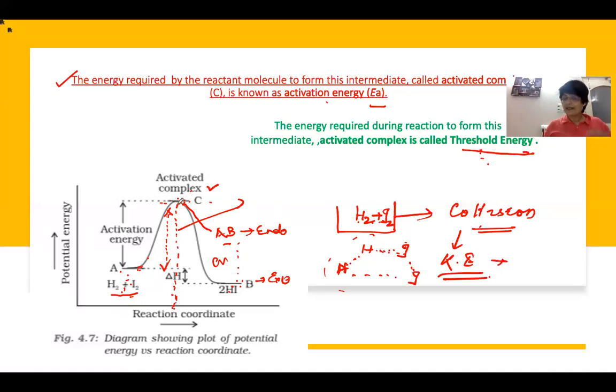ये आपका किसी भी सिचुएशन का वो स्टेट है जहां से रिजल्ट आना ही आना है. Before that we cannot predict, but once it is attained, the result is out. The result will be there within a fraction of a second. So this is called the activated complex state, and the amount of energy required by the reactant molecule is called activation energy.